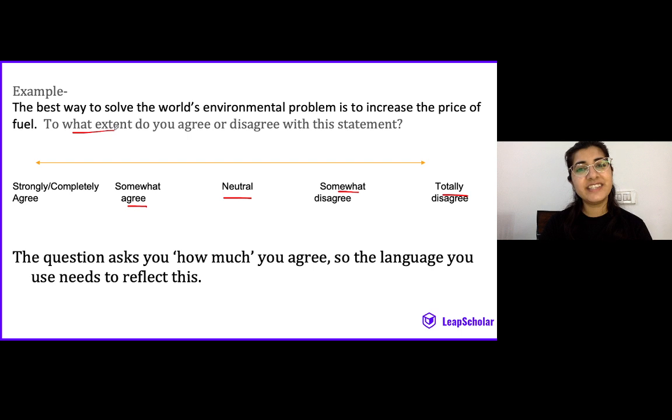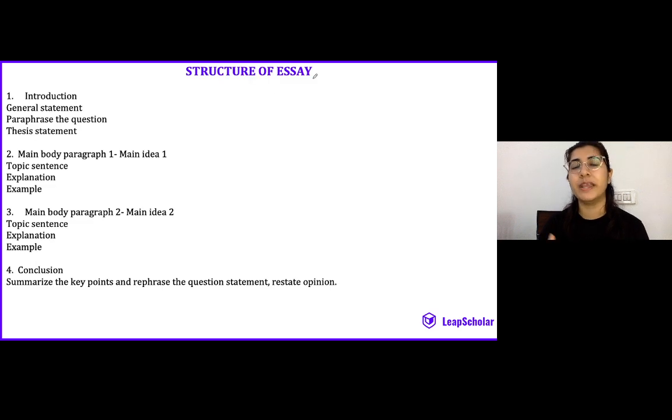Okay, then let's look at how I would solve this. Remember the power writing process. The first thing I would do is plan, wherein I think of all the reasons that I can come up with for supporting this essay.